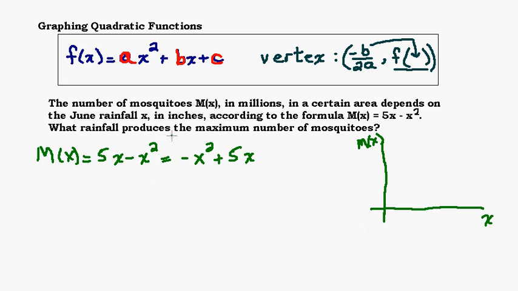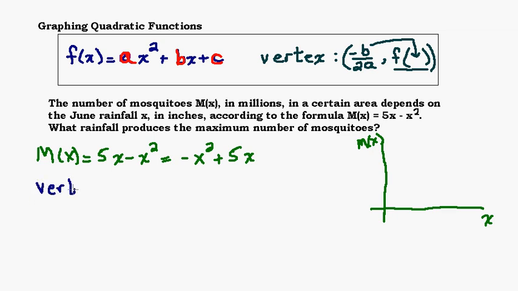So the question is, what rainfall produces the maximum number of mosquitoes? I'll give you the short answer here. No, I won't. Let's work for it. Alright, so if we were going to graph this, we would want to plot some points. And the first thing we would want to do is find our vertex.